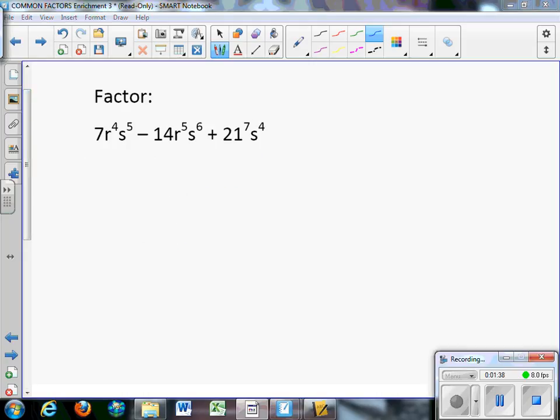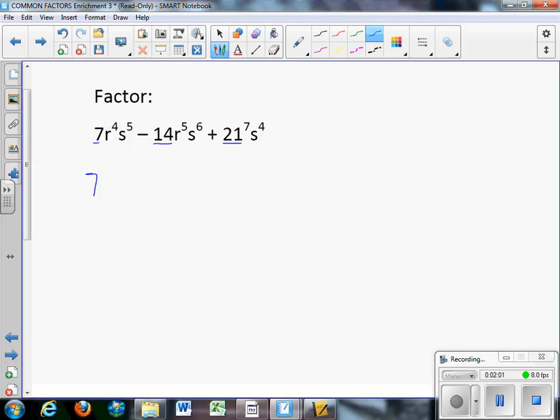Okay, so now looking at the next example, they actually ask us to factor this one. So we can find the common factor first and then factor it out. Now if we look at each term, we've got a 7, a 14, and a 21. So the number that goes in evenly to each of those is 7. So we could factor out a 7.